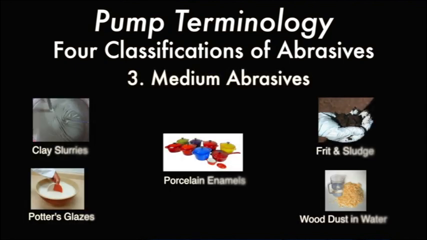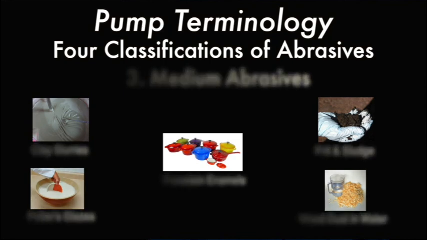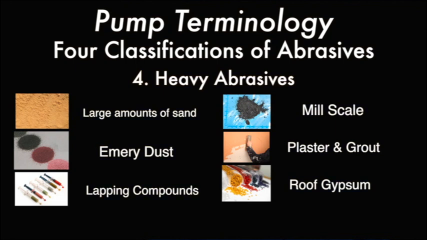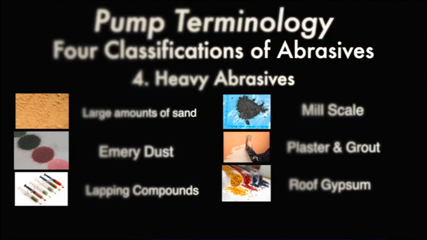Medium abrasives, including clay slurries, potter's glazes, porcelain enamels, frit, sludge, and wood dust and water. Heavy abrasives, including slurries containing large amounts of sand, emery dust, lapping compounds, mill scale, plaster, grout, and roof gypsum.